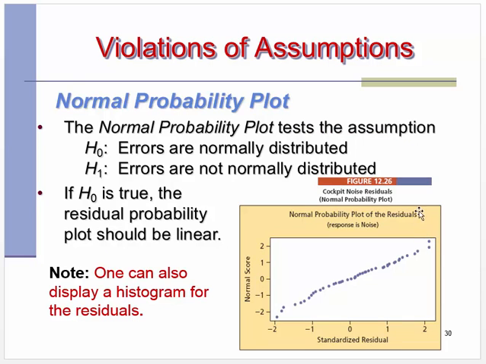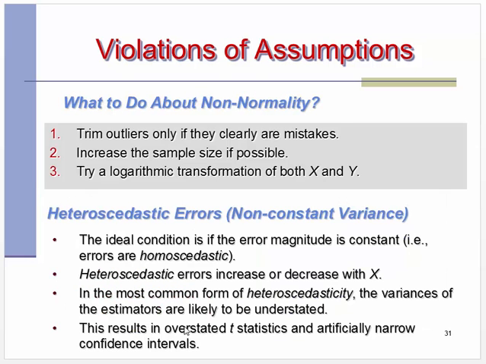There is a normal probability plot. The normal probability plot tests the assumption: H0, the errors are normally distributed, versus H1, the errors are not normally distributed. If H0 is true, the residual probability plot should be linear. This one is just about linear. One can also display the histogram of the residuals to check normality.